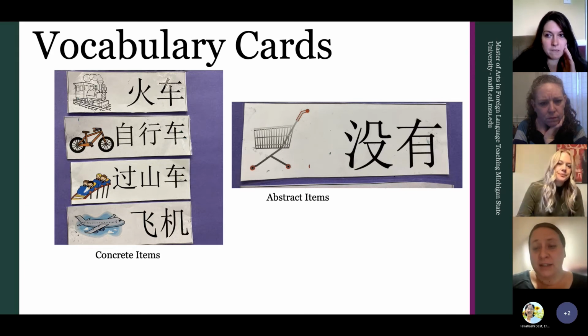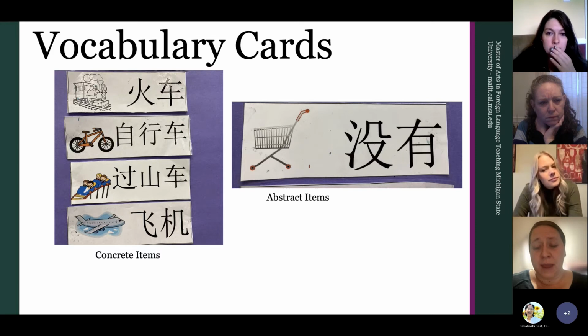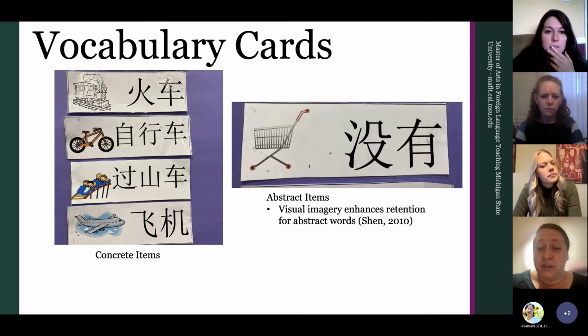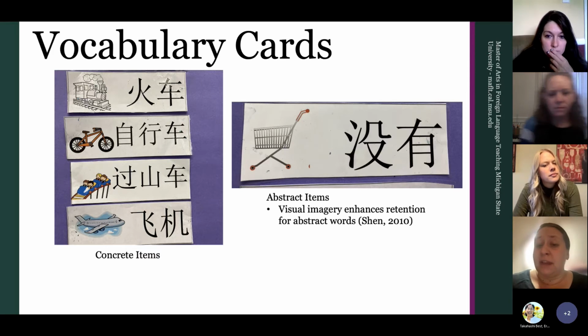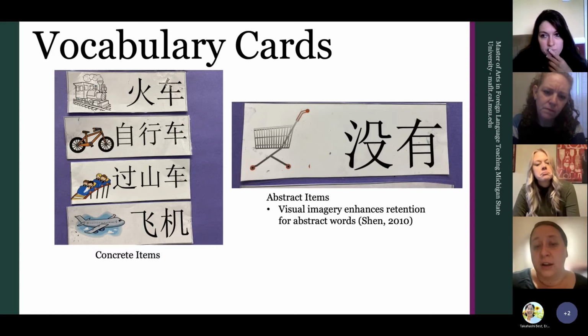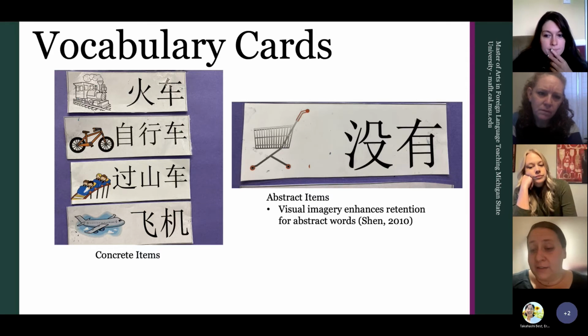But when it's an abstract word, I do also include a picture. So on the right, you can see the empty shopping cart picture is for the word "mei," or to not have, like the negative of to have. And there is some research that shows that using a visual image will enhance retention of these abstract words, specifically for Chinese language learners, but I'm sure that's applicable in a variety of other contexts.